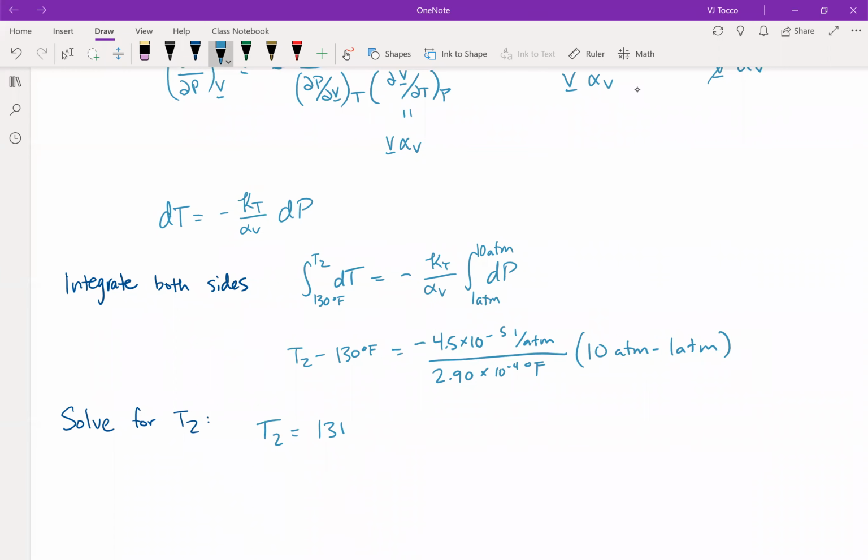In this case, your answer is T2 is 131.4 degrees Fahrenheit, which is very surprising. Remember, we started at 130 Fahrenheit and 1 atmosphere. And just by heating that temperature by 1.4 degrees Fahrenheit, we've increased the pressure up to 10 atmospheres. So this problem illustrates why you oftentimes hear in chemistry classes to never heat a closed vessel, especially one that has no headspace, because your pressure can build very, very rapidly. All right, that was all for this example.